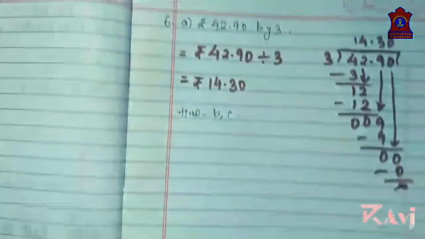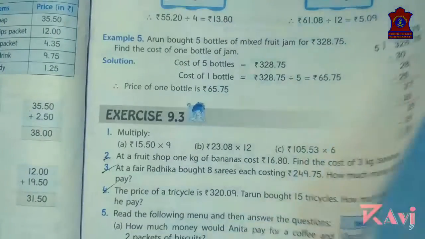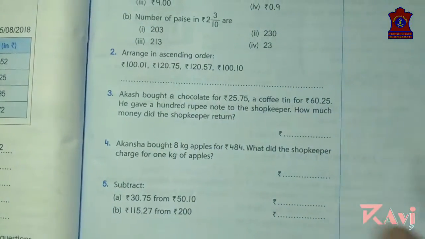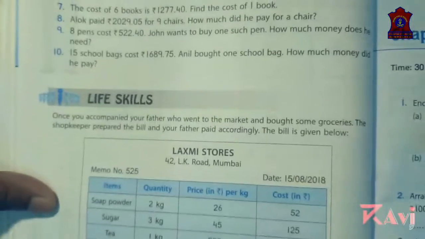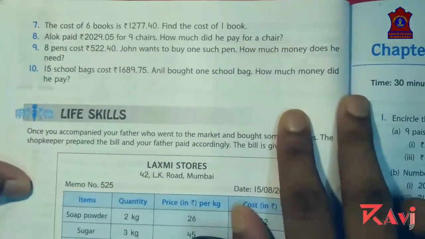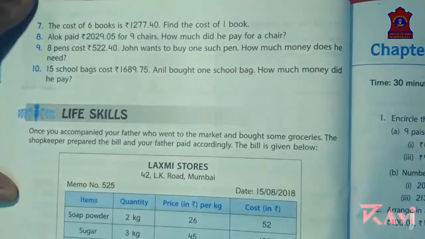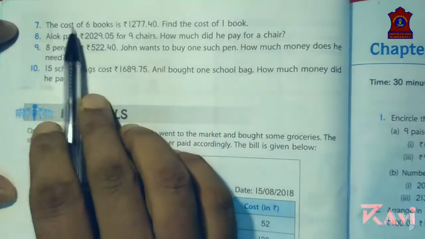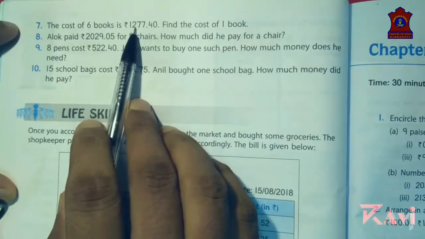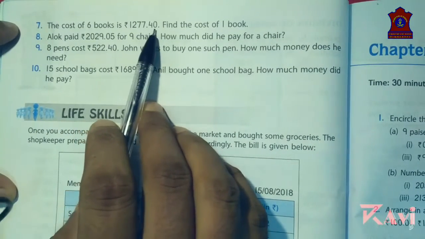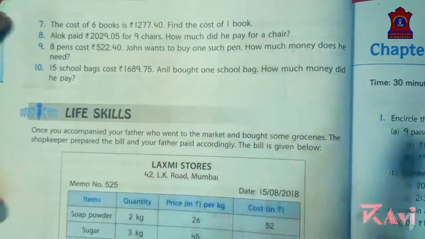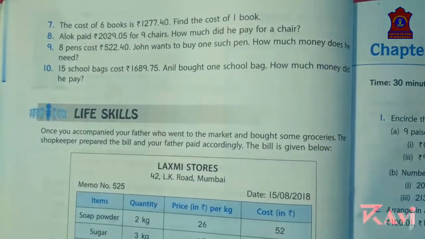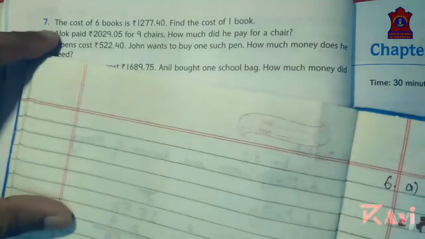Okay. Now, let's move to question number 7, 8, 9, 10. See here, I'll explain you the question. These are very simple questions. What you need to do, you need to write the statement and divide. Clear? The cost of 6 books is rupees 1277.40. Find the cost of one book. Okay, let's do this question.